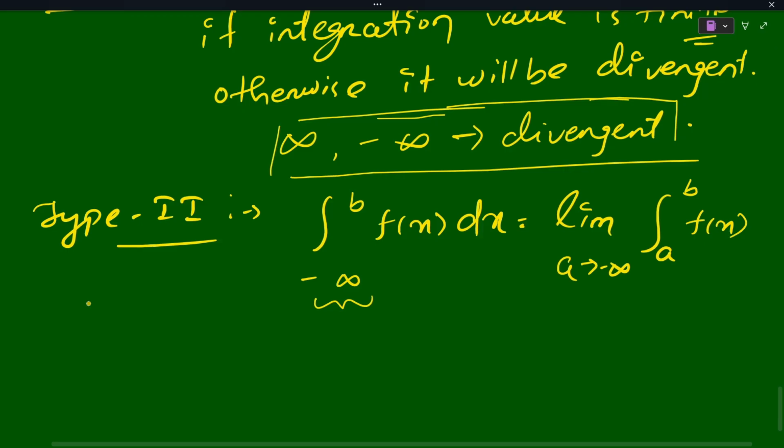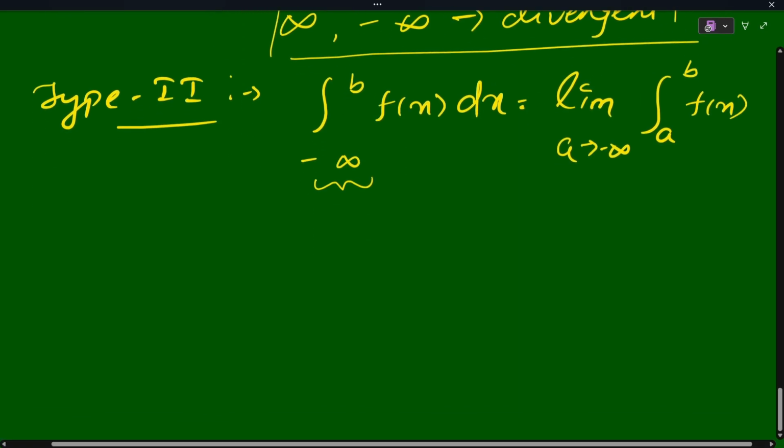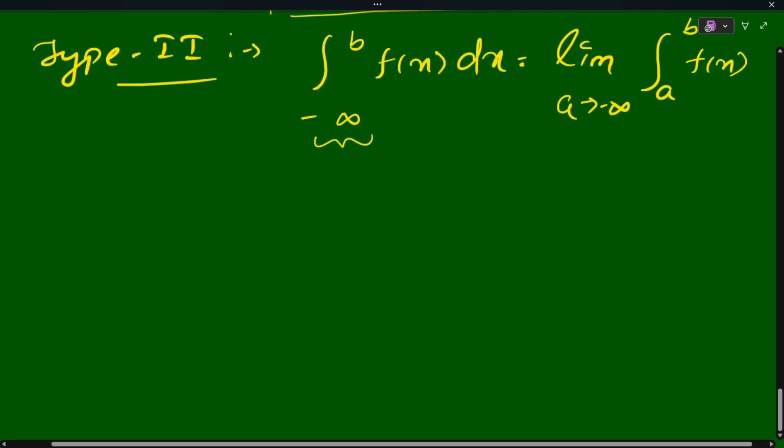A or b or c, whatever you want. B you cannot take because b is already in the upper limit. So to distinguish, let's do it like this. The formula just changed here, but the format remains the same.